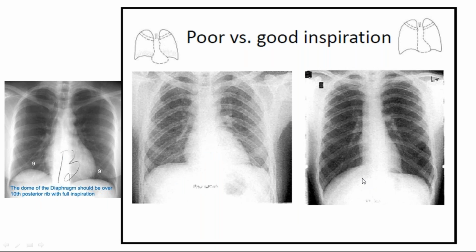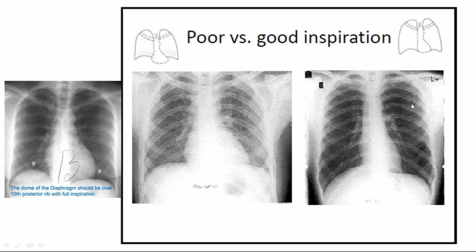So this is an example of both on your side. You can see one is poor and one is good inspiration. Good inspiration means if you count, 9 ribs are there and the cardiac shadow appears separate. Here the cardiac shadow almost merges and you can see at least 6 or 7 ribs. So the dome of the diaphragm should be over the 10th posterior rib in full inspiration. Ideally, full 9 ribs will be there and on the 10th the diaphragm goes up. So this is typical of a good inspiratory film, or expiration.